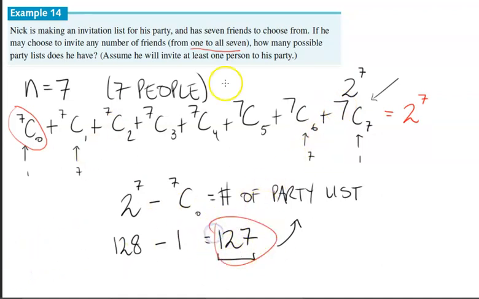So just be careful of the different types of circumstances or restrictions that are being put at play when trying to figure out specific answers. And obviously, if this number were, say, 8 or 9, you would just change the number of this power here depending on what the context is.